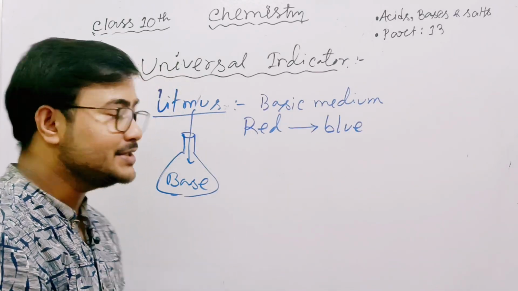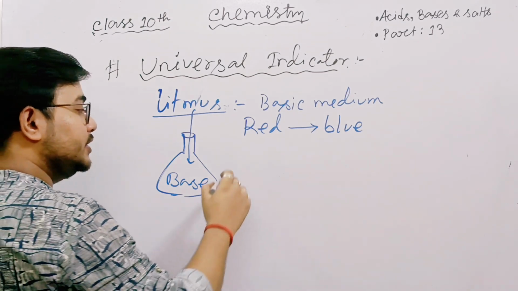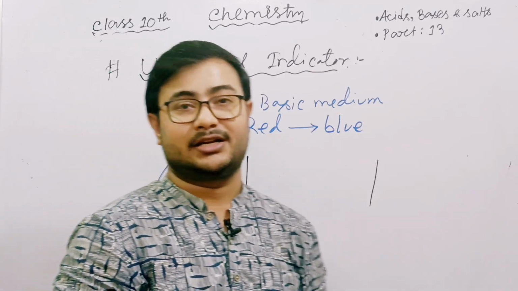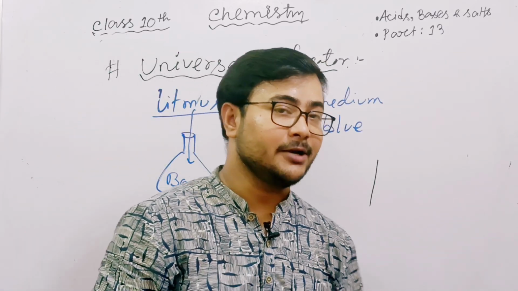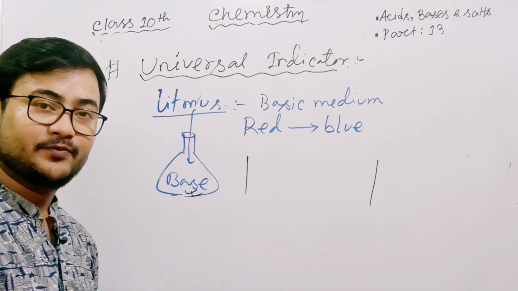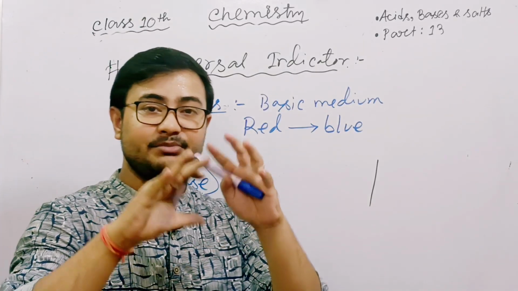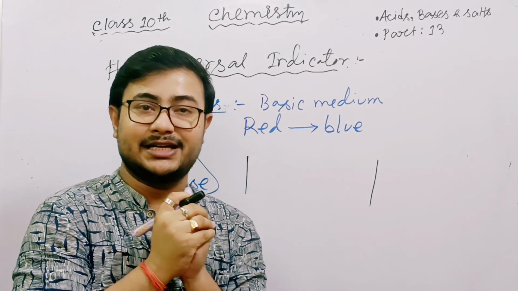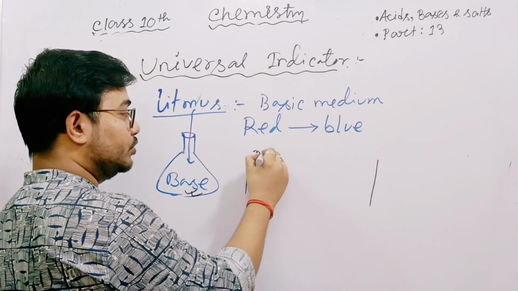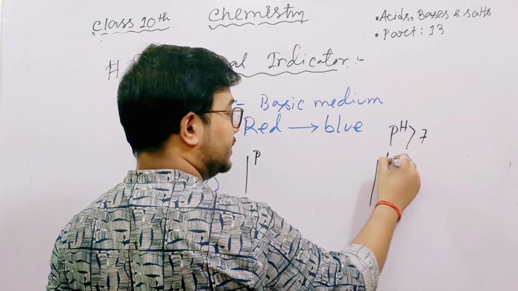So now what is the difference between a normal indicator and a universal indicator? Now a universal indicator shows a spectrum of color. What is the meaning of spectrum of color? See, suppose it is a base. So base means red to blue. But universal indicator is a mixture of several indicators. It shows a spectrum of color, means suppose, look at the board, as I told, pH greater than 7, is it acidic or basic? Basic.